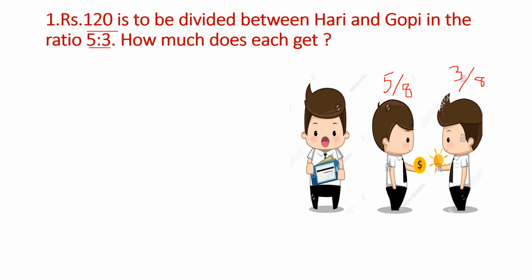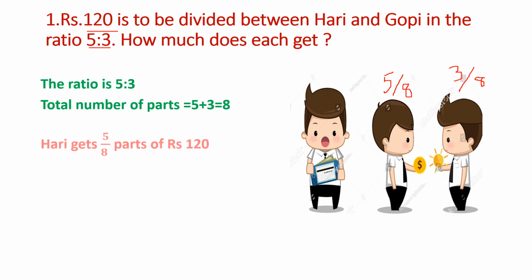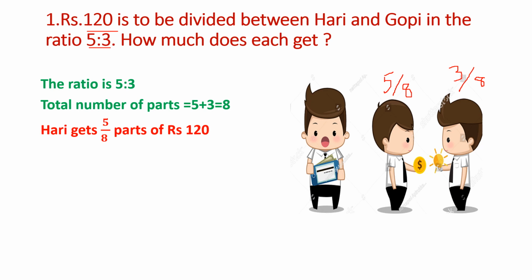So let us try this. The ratio is 5:3. Total number of parts: always add this ratio, 5 plus 3, that is 8. Next, Hari gets. So suppose this is Hari. Hari will get how much? 5 by 8. That is, he gets 5 parts out of total 8. So 5 out of 8 parts of this 120. This is what we have to divide. So it is 5 by 8 of 120.